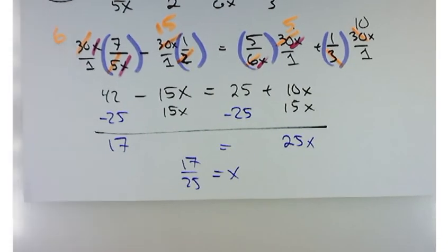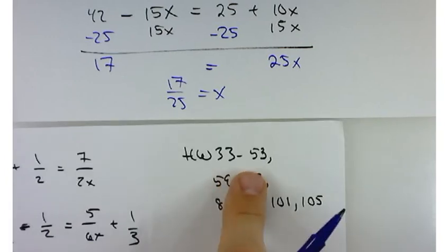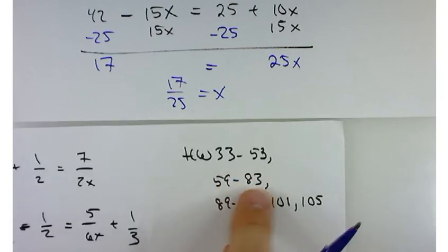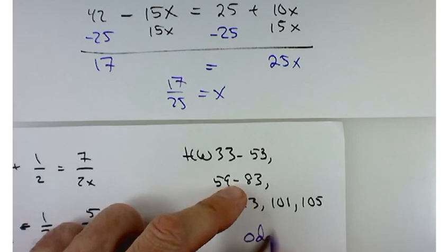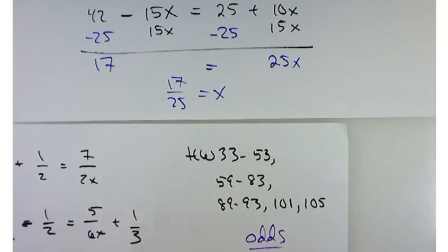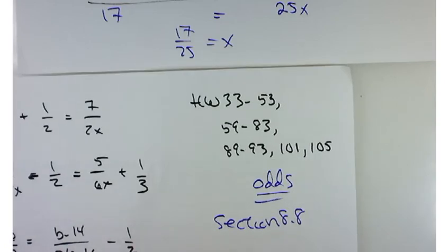For homework, try 33 through 53, 59 through 83, 89 through 93, 101, and 105. Those are just the odds. That's section 8.8. Okay, good luck with that one.